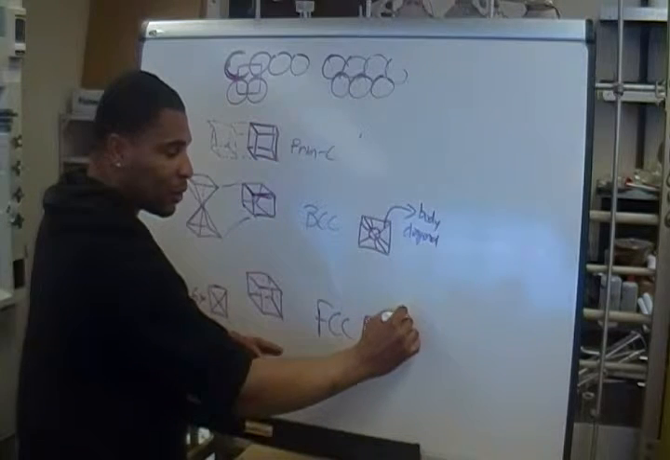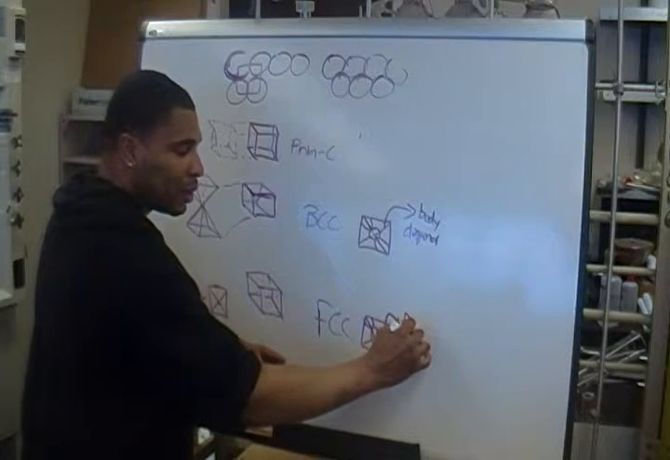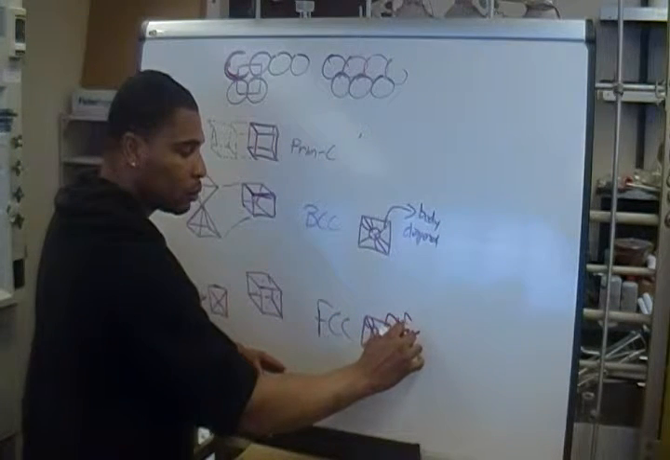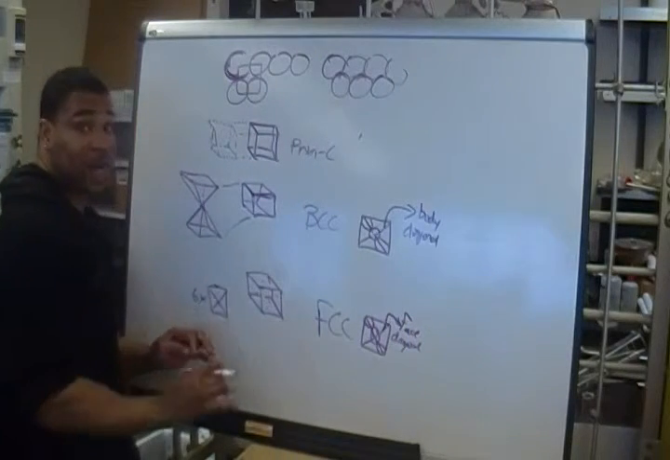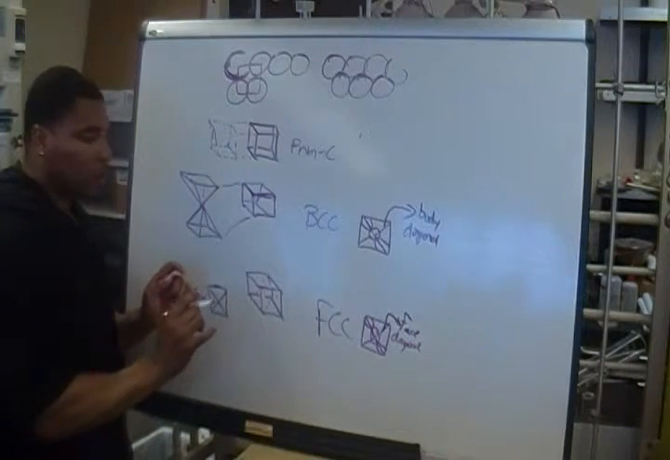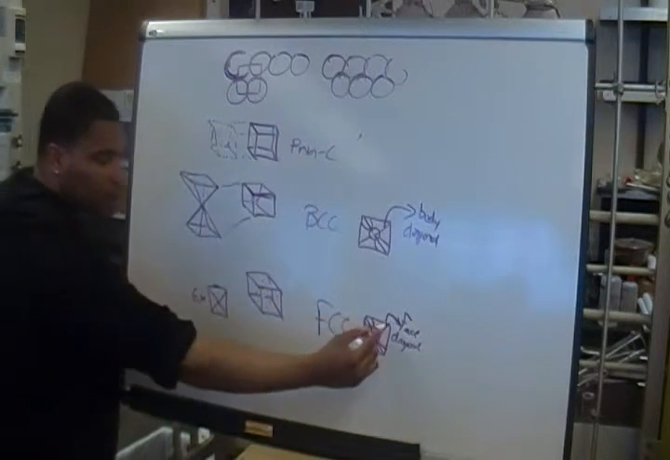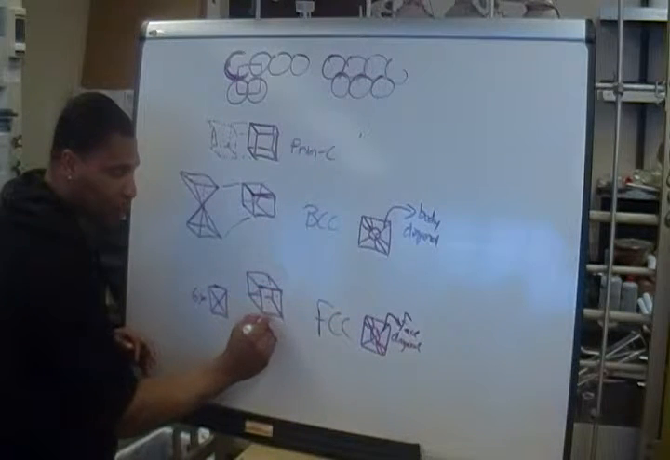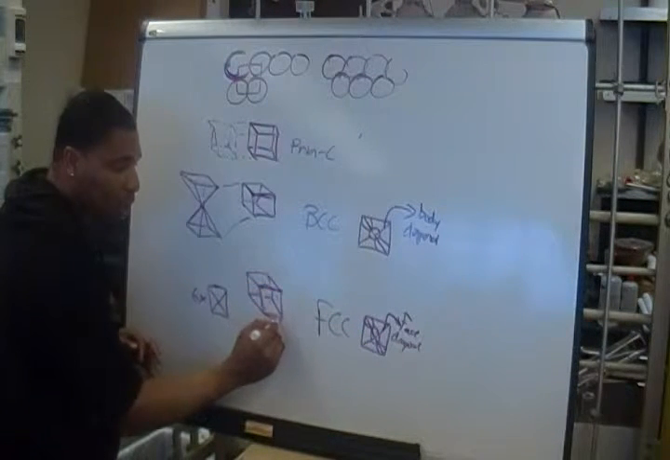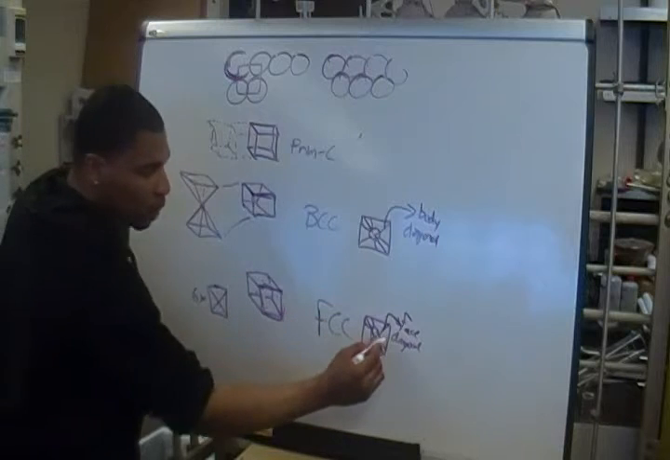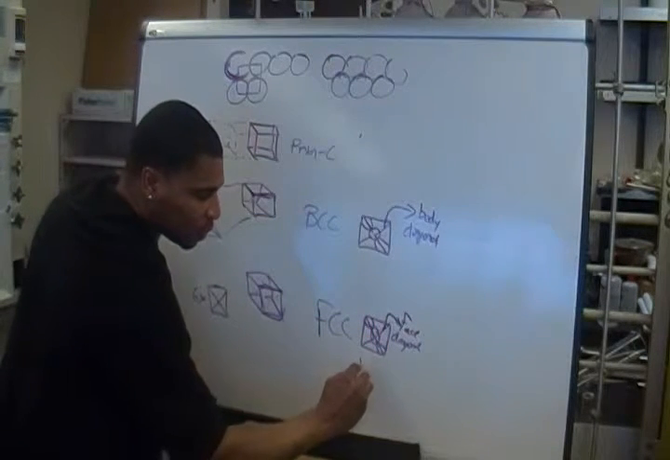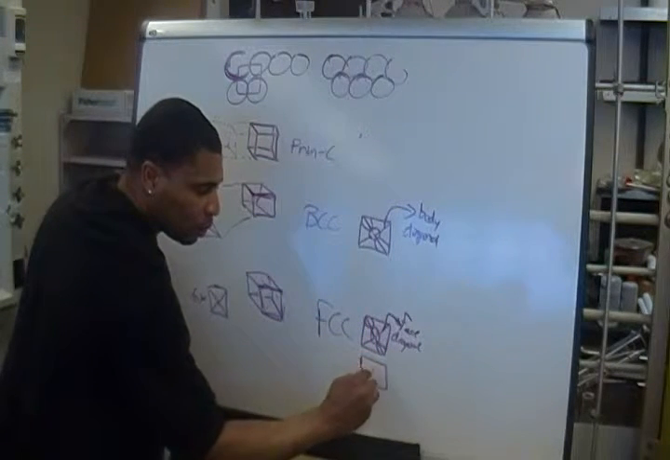Now the diagonal here is a face. It's a face diagonal, and with the face diagonal, this diagonal line is pretty much representing this face of the cube. So you can pretty much, let's see, let me draw it again.